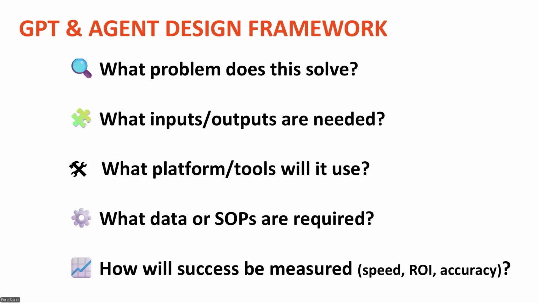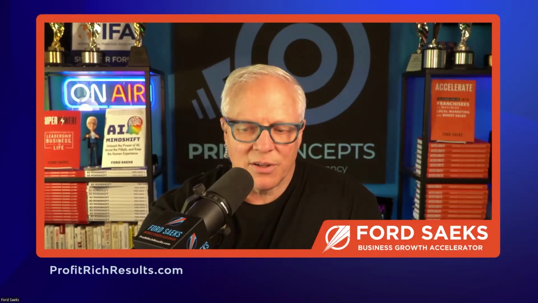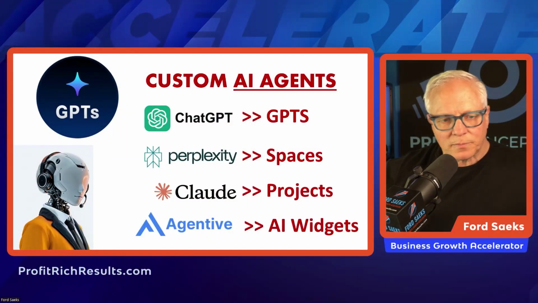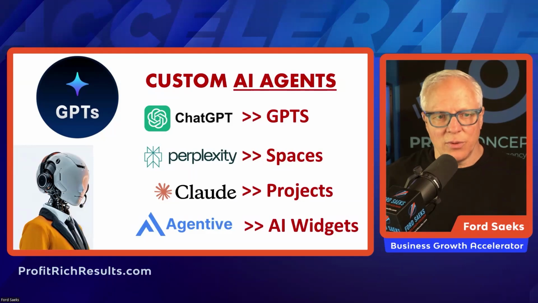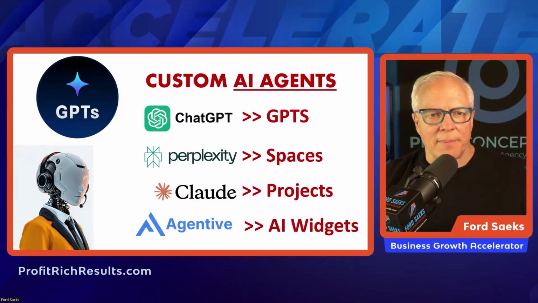What platform or tools will it use? Again, this is how to create agents. There's different tools and platforms. We just showed you that Perplexity and Claude now have integrations. What data or standard operating procedures are required? So document it so that you can improve it. And then how are you going to measure the success? How are you going to have human oversight and measure the success? So these are my 4 AI agent tools. We're going to go through them. We're going to show demos. We're on Zoom. I can share the screen and go live and show the desktop and everything.